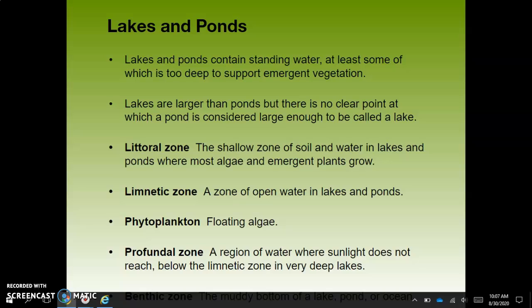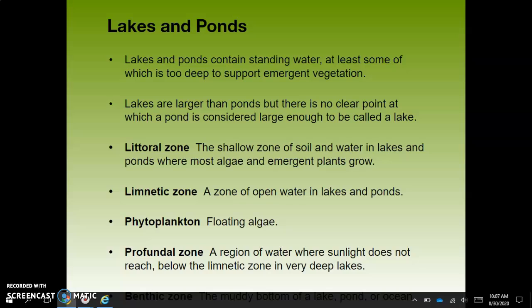Lakes and ponds contain standing water, so these are freshwater biomes that do not move, so there's no moving water. They're stagnant. And then at least some of it is too deep to support emergent vegetation. And emergent vegetation are like plants that grow in the pond but then emerge out of it to capture sunlight. So partially submerged, the roots are located in the pond or the lake itself, but then the actual foliage itself comes up out of the water.